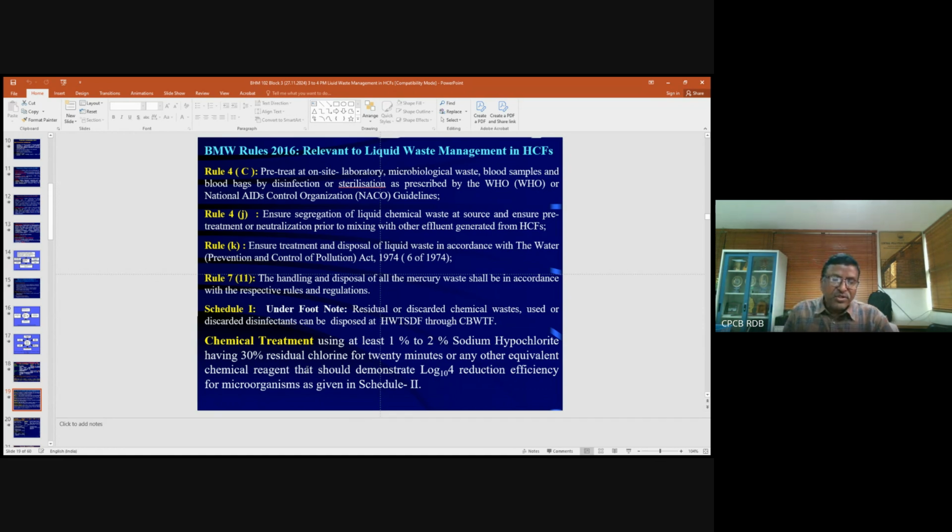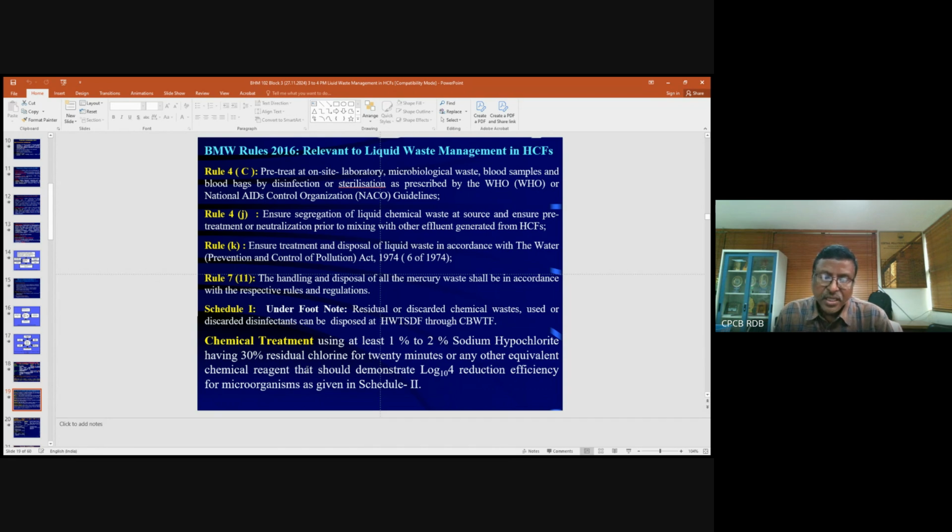If you refer to Schedule 1, under the footnote, it says that residual or discarded chemical waste used or discarded disinfectants can be disposed through a hazardous waste treatment, storage and disposal facility. Therefore, any chemical waste has to be disposed of through a hazardous waste treatment, storage and disposal facility, either directly or through the common biomedical waste treatment facility, which is accessible to any hospital.